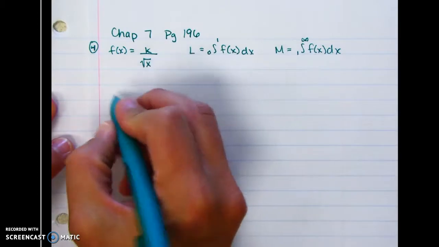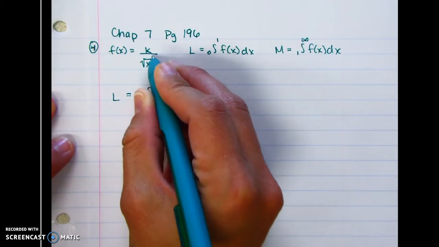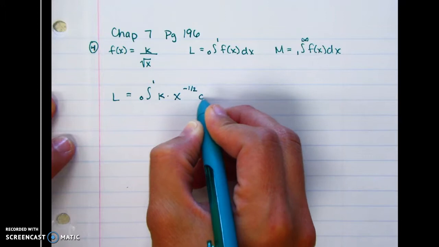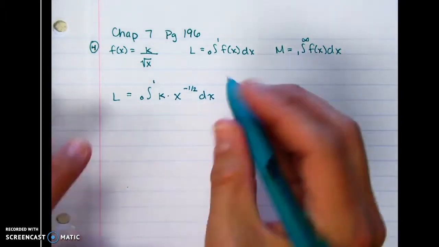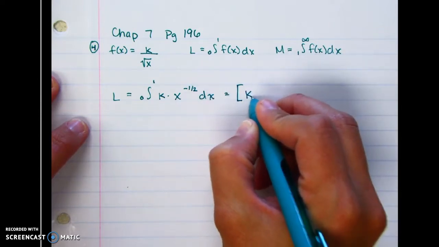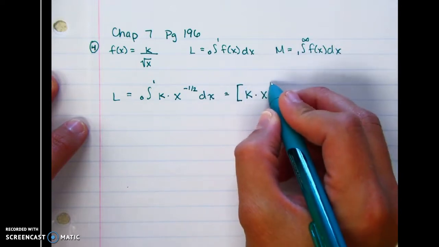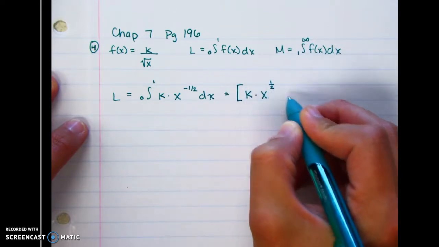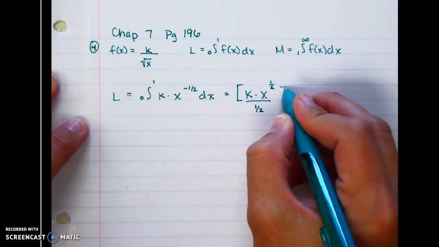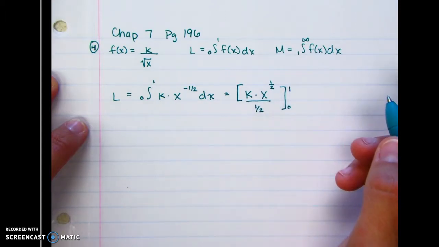Let's look at L. So L is equal to the integral from 0 to 1, and this integral, I'm actually going to change this to k times x to the negative 1/2 to integrate. So it's really good practice of our simple power rule. K is a constant, so it just goes along for the ride. And we're going to add 1 to this power. So negative 1/2 plus 1 is 1/2. And to divide by 1/2, divide by our new power, it's actually multiplying by 2. And we're going to substitute in 0 to 1.